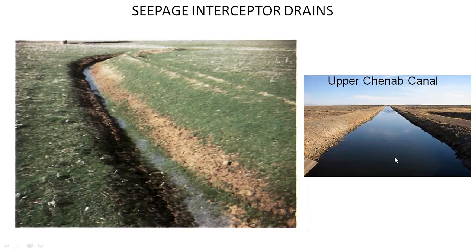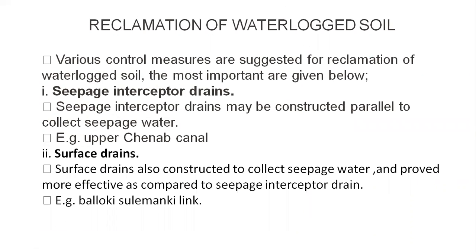Upper Chenab canal, obviously it is in the Punjab region. So Upper Chenab canal is an example of a seepage interceptor drain. They will basically carry the seepage water, and they are constructed parallel to the main channel of the water.